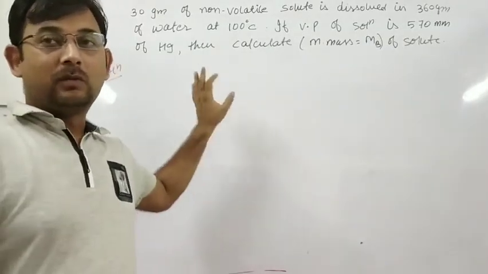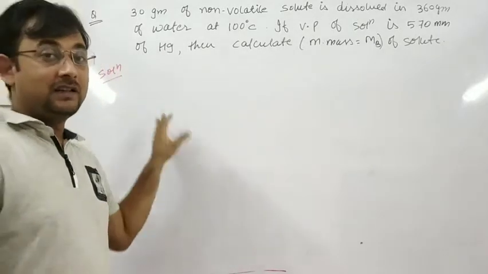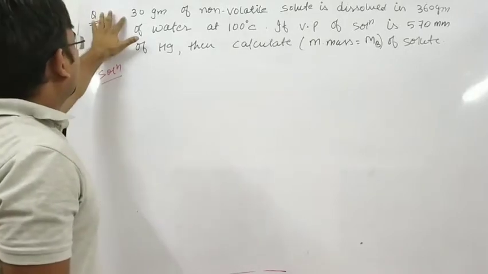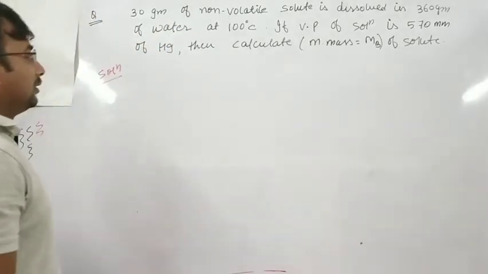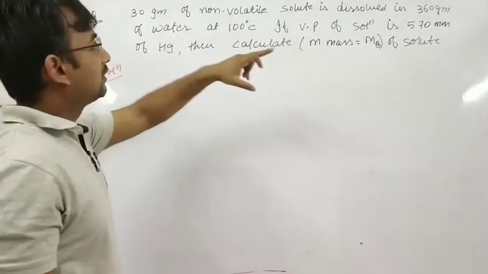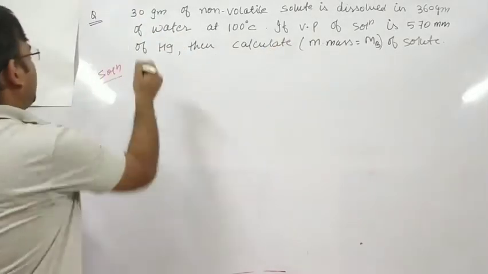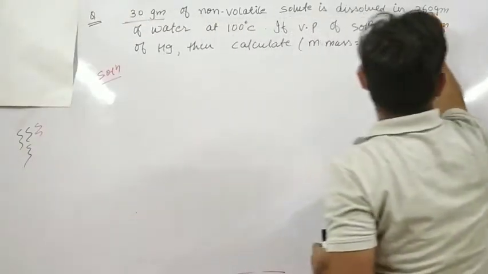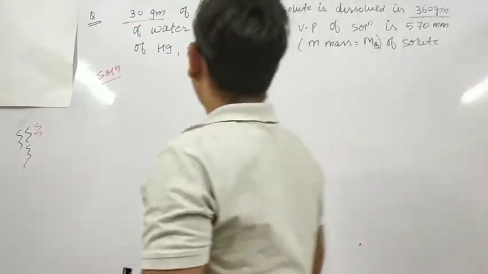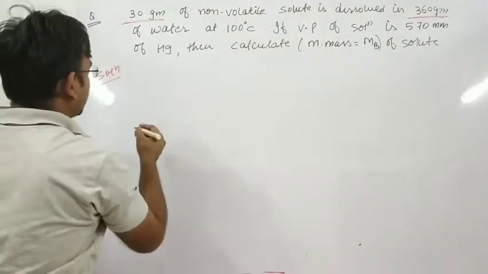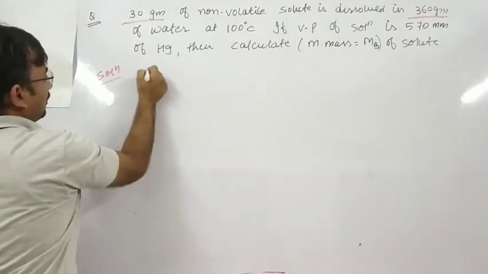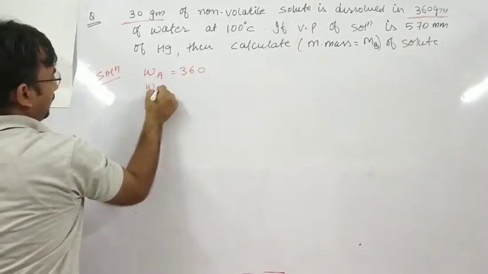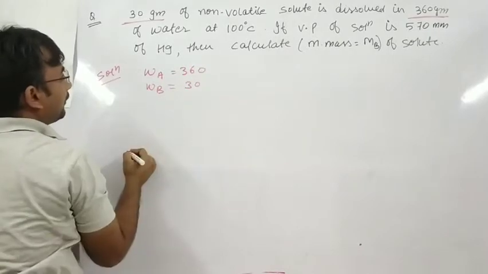Now see, this is a beautiful question asked in JEE 2013 or 14, I think. It is a very interesting question, look at it carefully. 30 gram of non-volatile solute is dissolved in 360 gram of water. That means if we see here, weight of solvent is given as 360 and weight of solute is given as 30 gram.